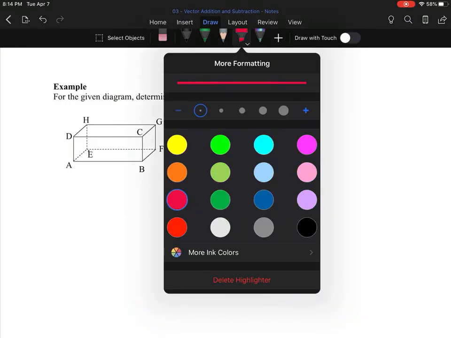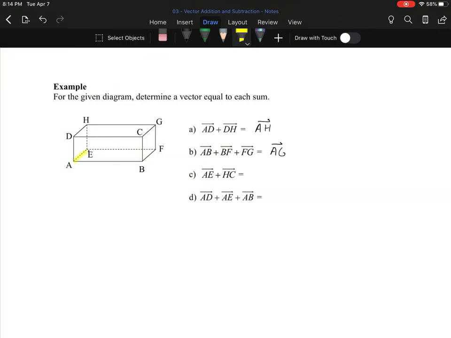Okay, AE plus HC. This is the first difficult one. They want to add AE to HC. So they want to go from A to E, which is right here, and then they want to add on H to C. But H to C doesn't match up tip to tail. So this is where the equal vectors definition comes in. Important moment in the lesson. H to C is way up here. And I want to add it on to A to E, but it doesn't match up tip to tail.